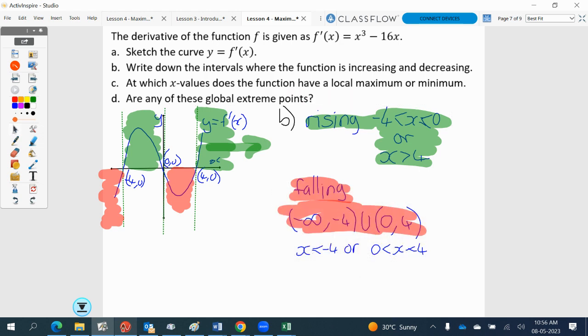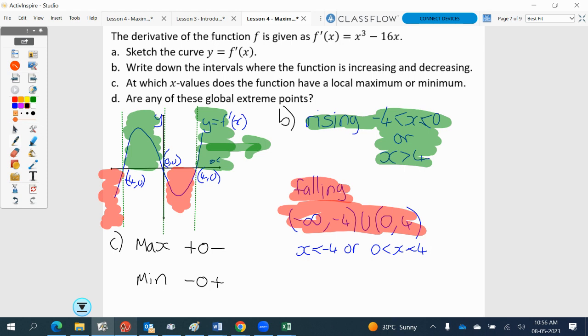So for C, we need to identify the local maximum and the local minimum. A maximum has this pattern: it goes positive, 0, and then negative. A minimum has this pattern: it goes negative, 0, and then positive.